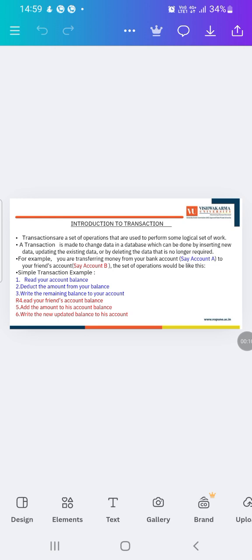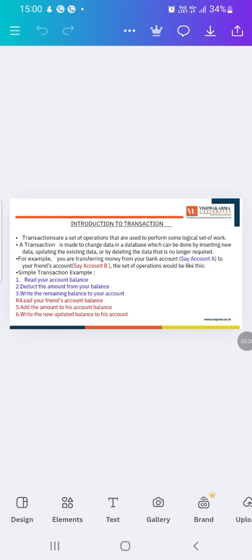transactions, a set of operations that are used to perform some logical set of work. A transaction is made to change data in a database, which can be done by inserting new data, updating the existing data, or deleting the data that is no longer required.